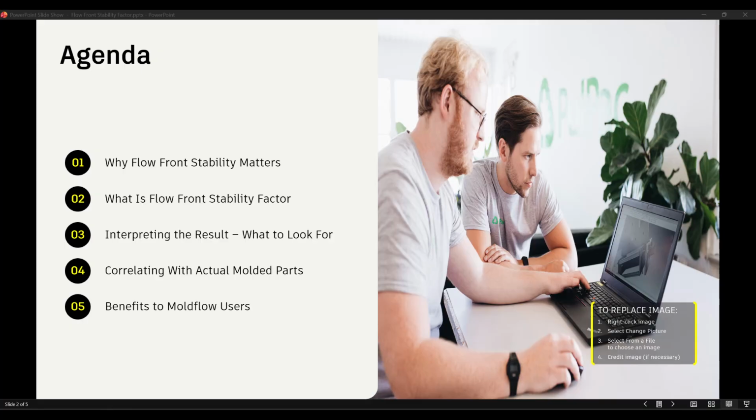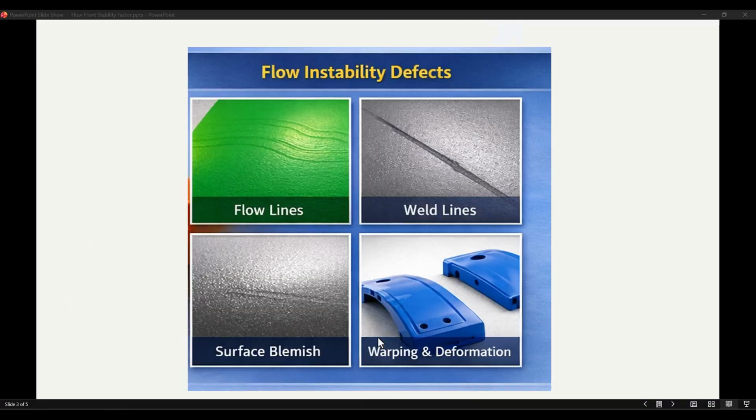So with that, let's begin with the first topic: why the flow front stability matters. I will take you through a few of the defects first to understand that when we are molding the part, we come across some defects like flow lines and weld lines. Of course everyone understands the weld line, but how can we use the Moldflow results to understand these defects? Let me first take you through all the defects, and then we'll come to the actual product demonstration part of it.